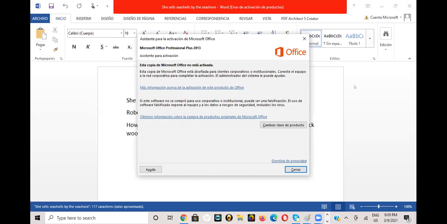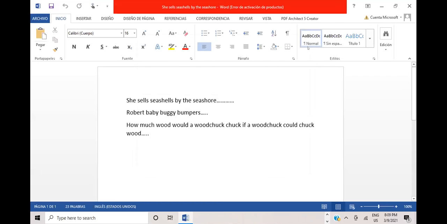Okay, we have, can you see the Word document? Yes. So, three tongue twisters that are very simple and easy to reproduce, easy to pronounce.